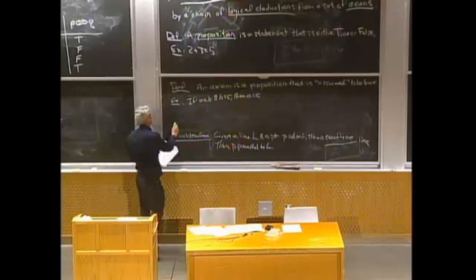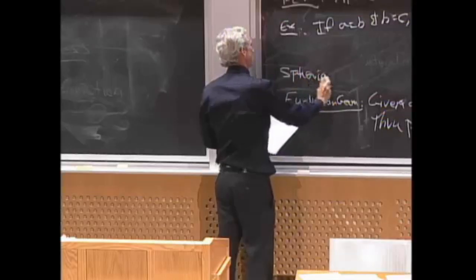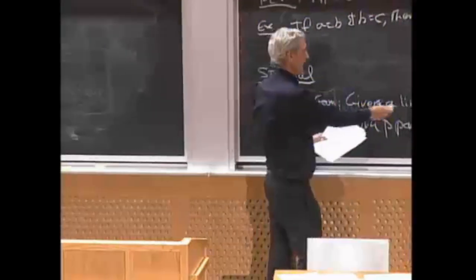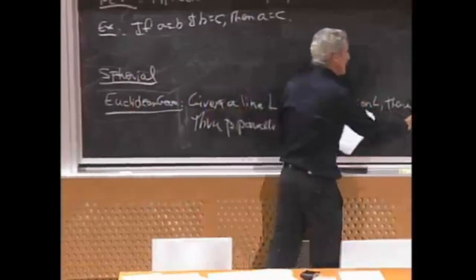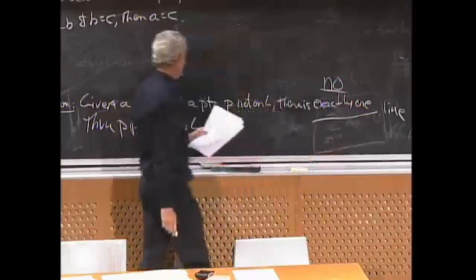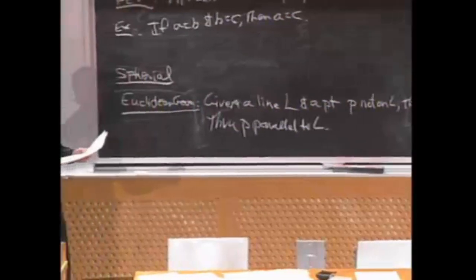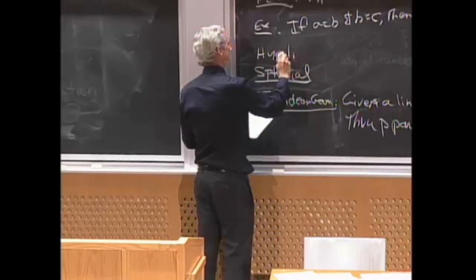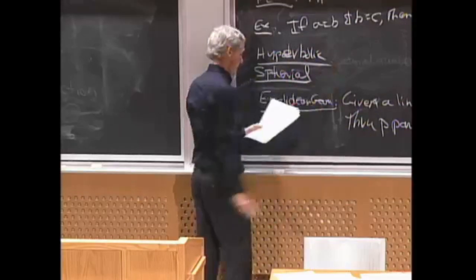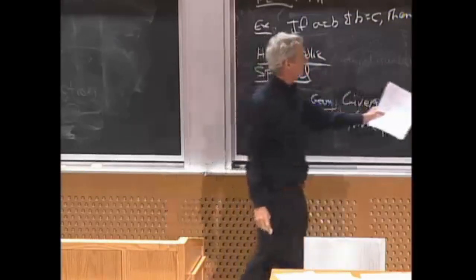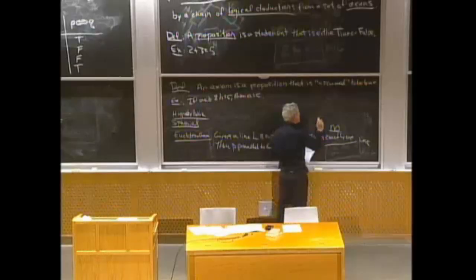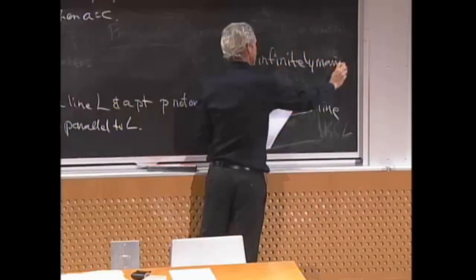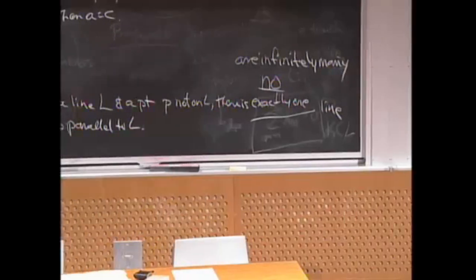Now, there's also a field called spherical geometry. And there you have an axiom that contradicts this. It says, given a line L and a point P not on L, there is no line through P parallel to L on the sphere. There's a field called hyperbolic geometry. And there's an axiom that says, given a line L and a point P not on L, there are infinitely many lines through P parallel to L.